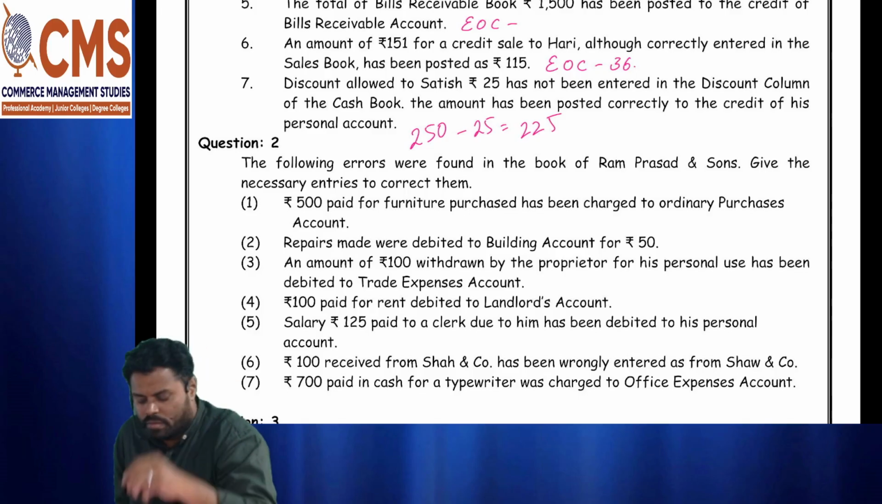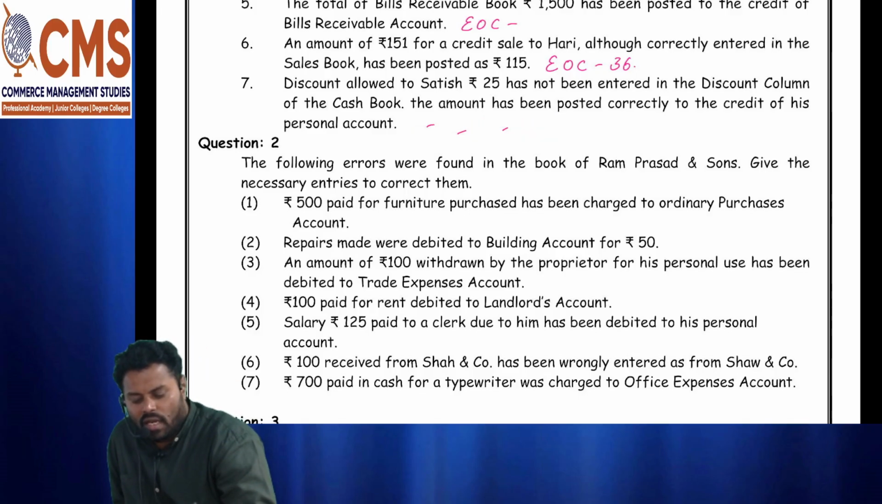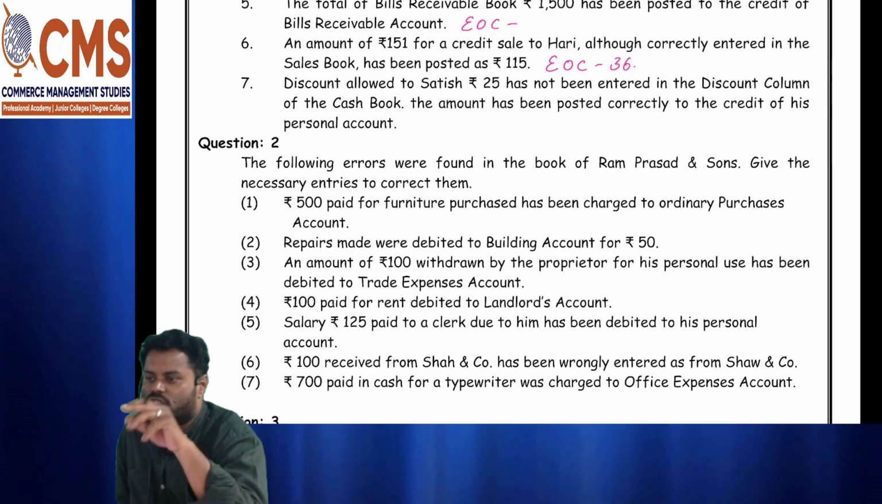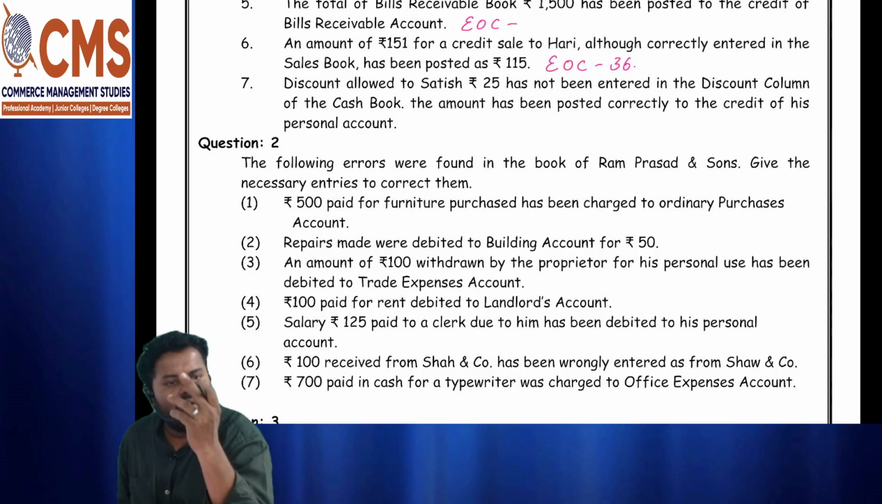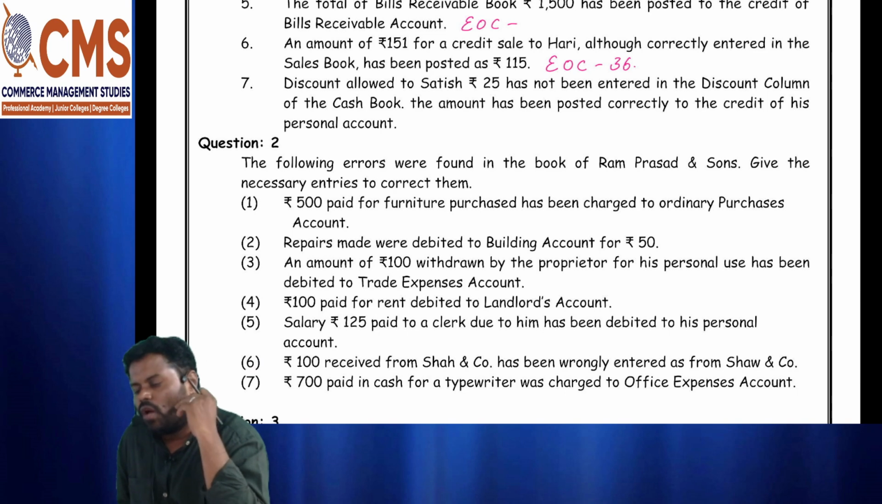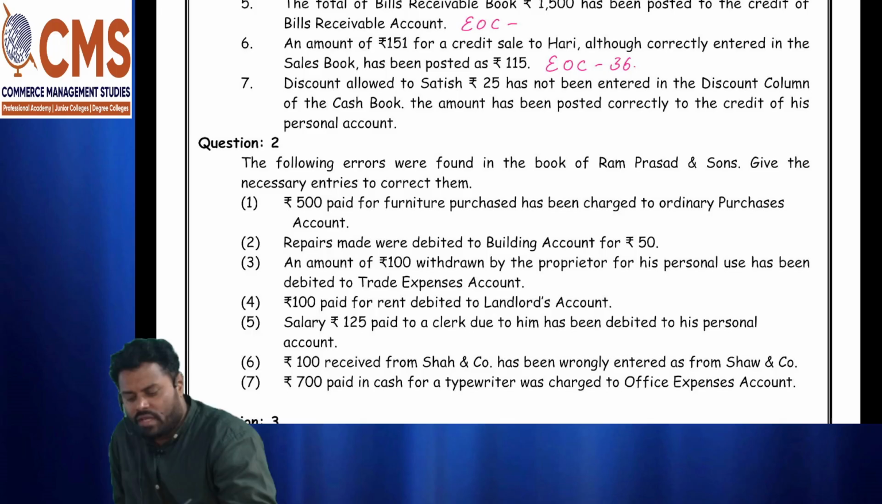So which account should be adjusted? Only discount allowed account should be adjusted, because cash is perfect, because it is in the book, and Satish account is correct because they are very clearly telling you that nothing is wrong with Satish account. So which account? Only discount allowed account should be adjusted. On the debit, 25 rupees will come. Now, what is the nature of error?